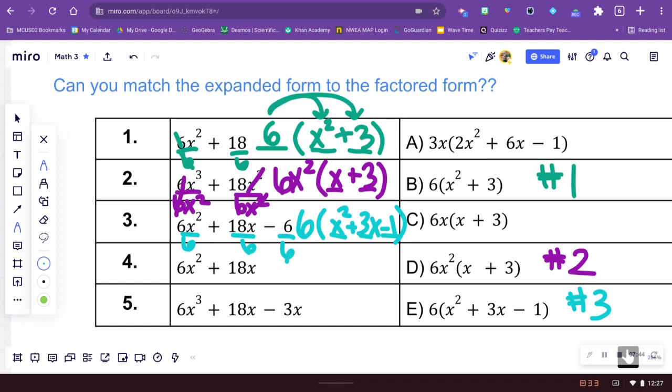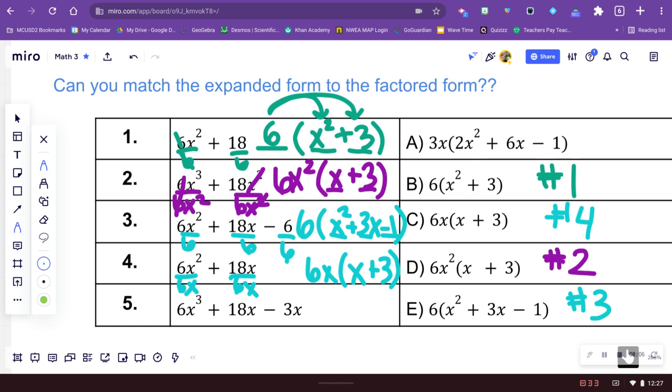Moving on to number 4, again, I can divide everything by 6, and they both have just 1x. So I'm going to take out a 6x. And that's going to give me x plus 3, which should be letter C.